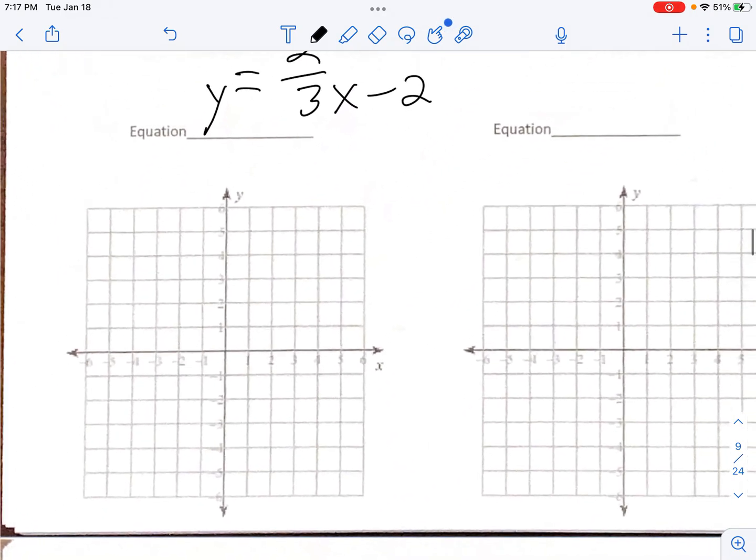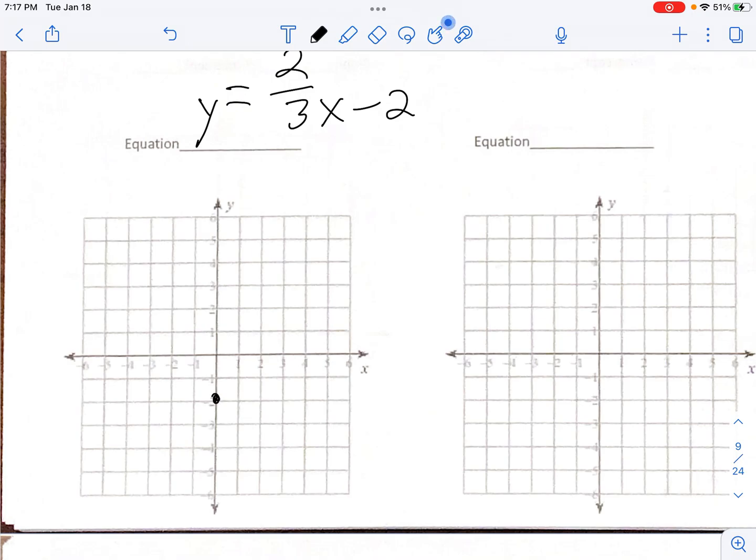So plot the y-intercept at negative 2. You're going to go up 2 and right 3. And then we can actually do it one more time, up 2, right 3. Puts us right on the edge of the graph.